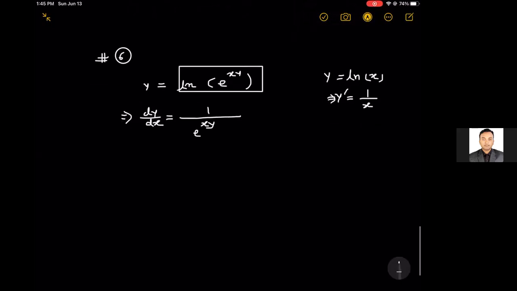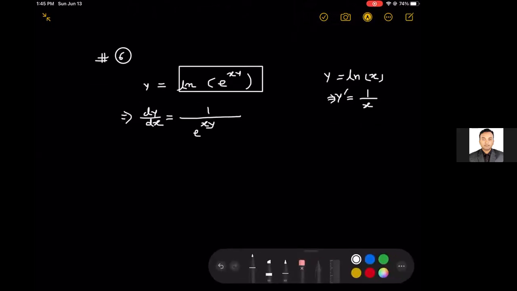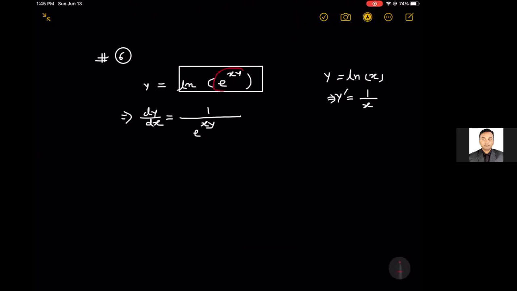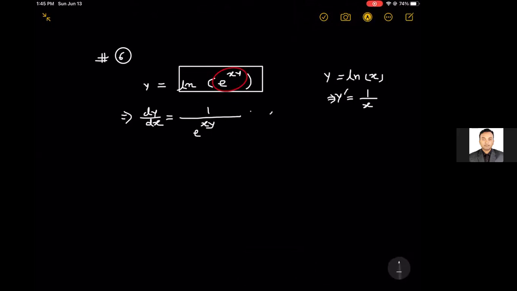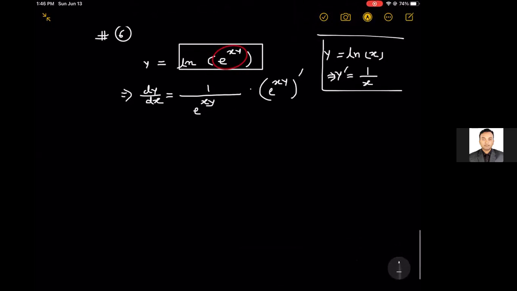But it's not exactly that x, is it? It's not exactly that x, right? So we need to use the chain rule, and we need to multiply it by the derivative of e to the xy, right? Okay, let's keep doing that. 1 over e to the xy.